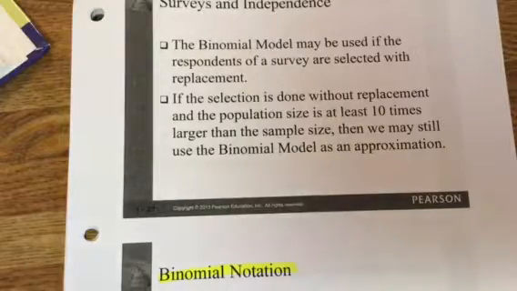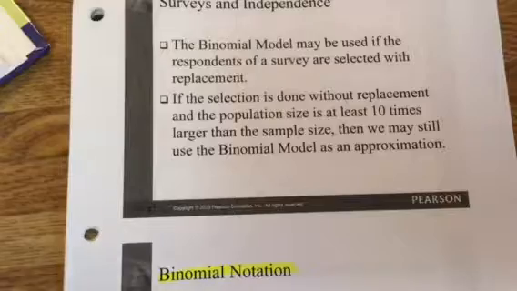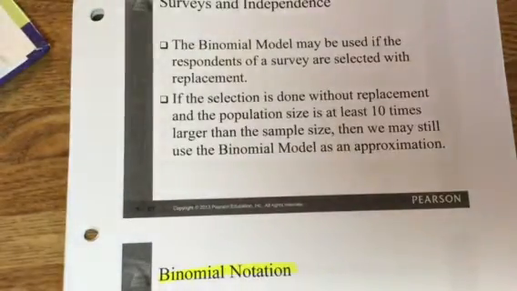With surveys and independence, the binomial model may be used if the respondents of a survey are selected with replacement, which means you put everybody back into the survey and pull out a name again. If the selection is done without replacement, then the population size, the entire size, has to be at least 10 times larger than how many you are going to be pulling out. For example, if you are going to do a sample of 50, your population has to be at least 500.